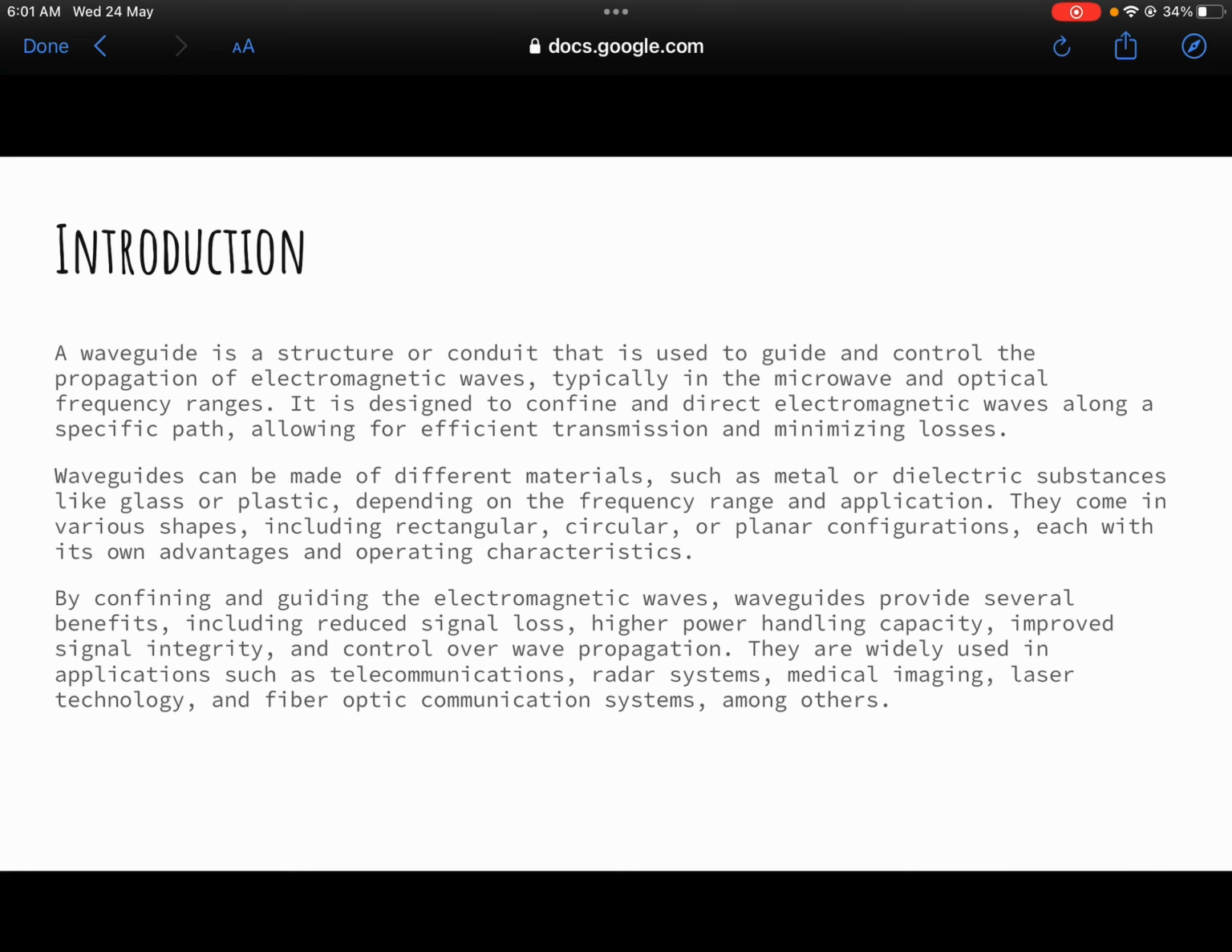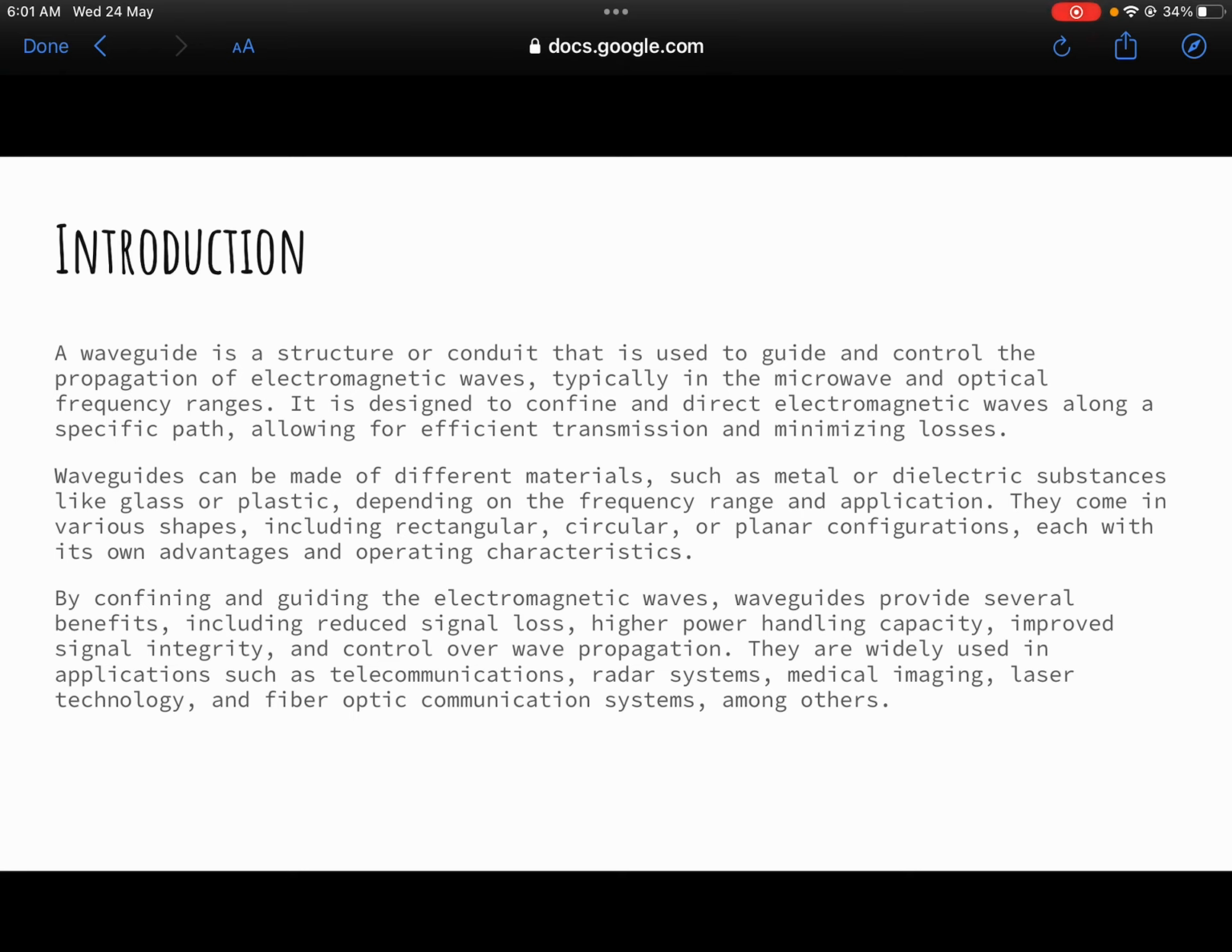Waveguides can be made of different materials such as metal or dielectric substances like glass or plastic. Depending on the frequency range and application, they come in various shapes, including rectangular, circular, or planar configuration, each with its own advantages and operating characteristics.